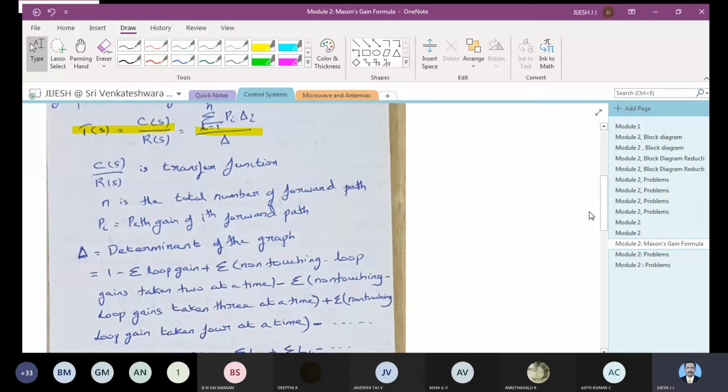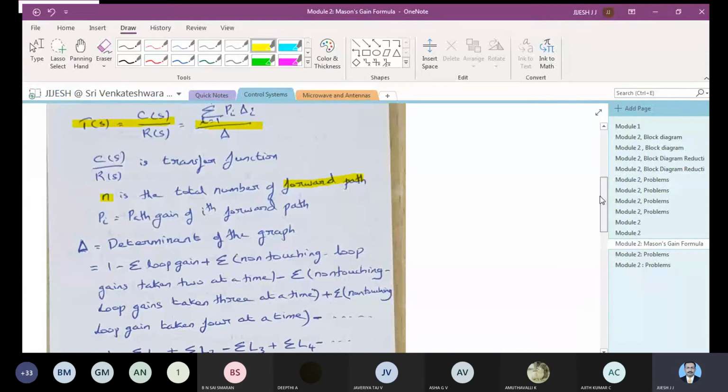First thing you are going to do, then Pi. Pi is the path gain of the ith forward path. So you have P1, P2 and so on. Previously you have written G1, G5 and all those things. That kind of thing you have to write when it is path gain. So these are the two things you understood, n and Pi. Now it is delta and delta I. These two things are left out for you. You just complete it and we'll see what delta is.